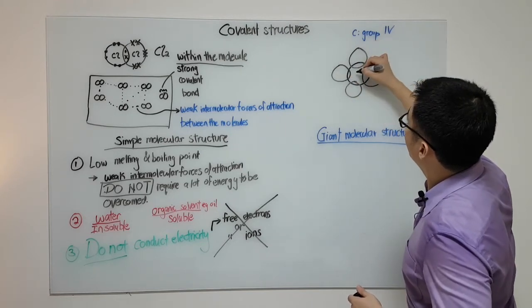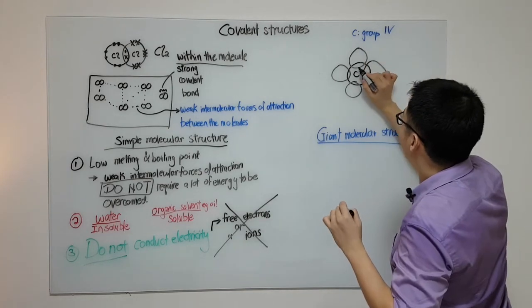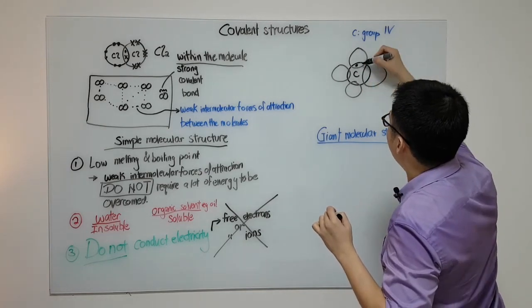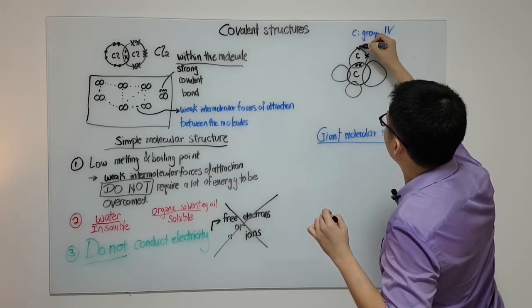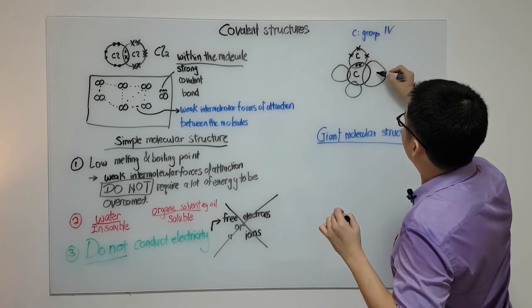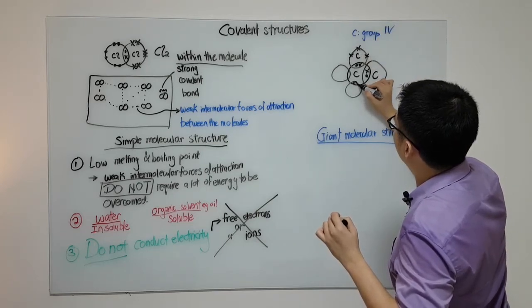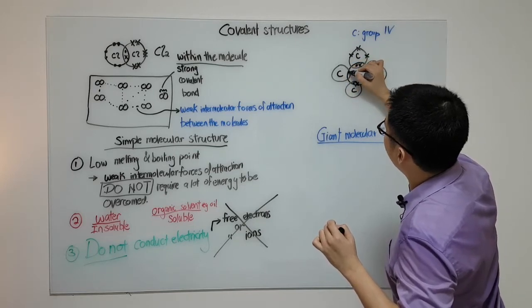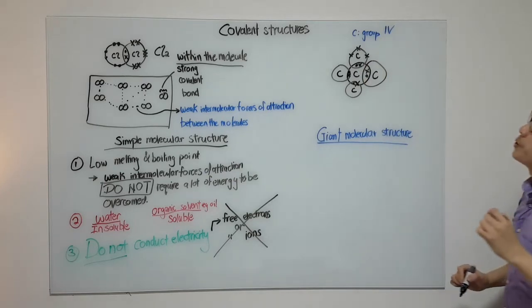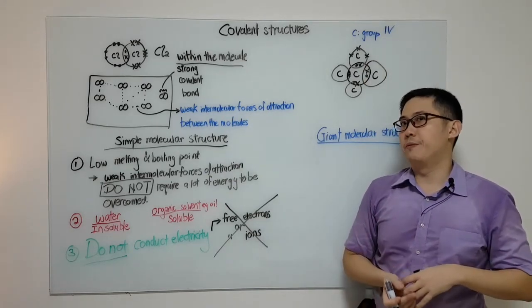So in this case here, there's 1 carbon here. Now, this carbon will have 1 electron shared with another carbon over here. Here, another carbon will share with it. Here, another carbon will share with it. And here, another carbon will share with it. So 1 carbon is bonded to another 4 more surrounding carbons.